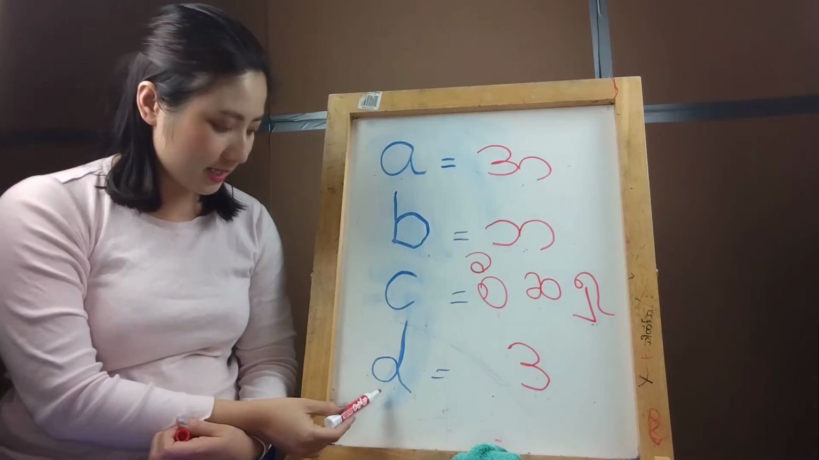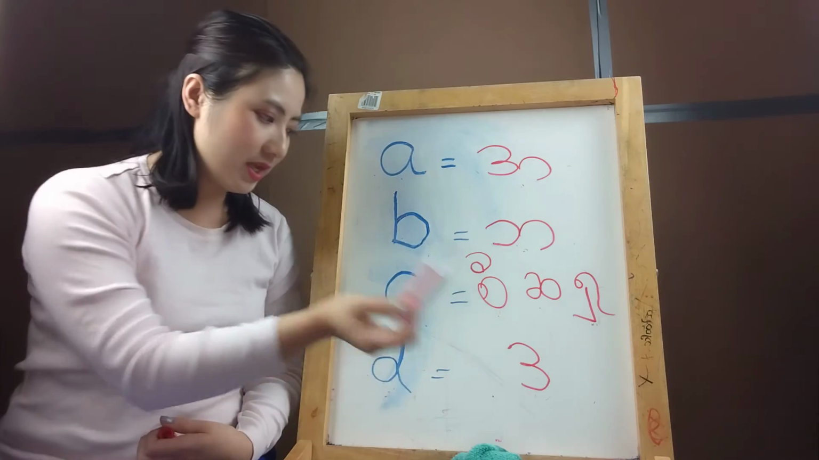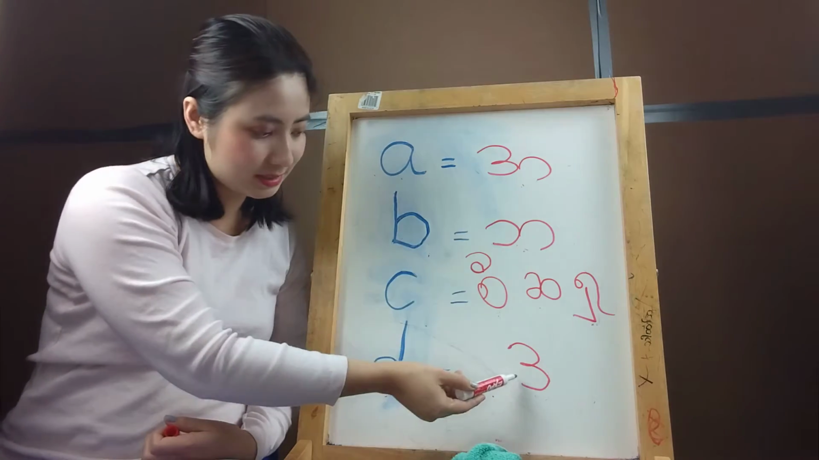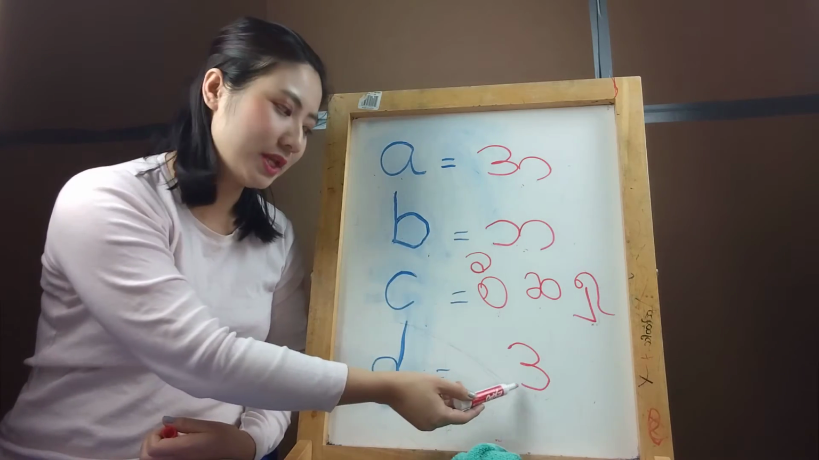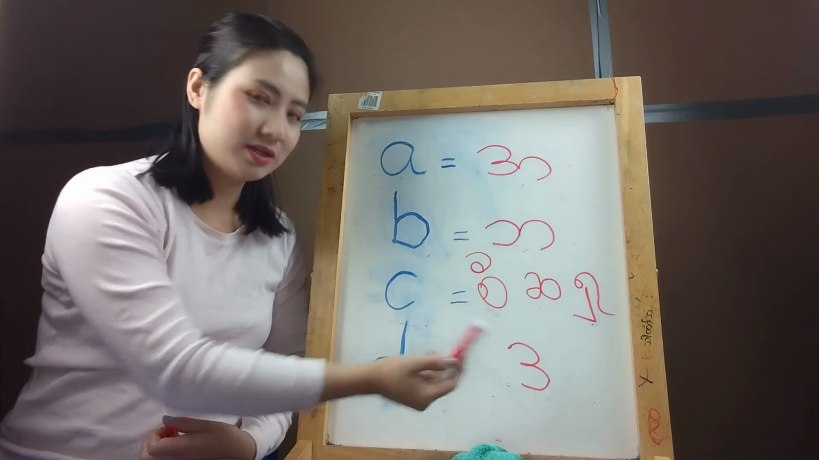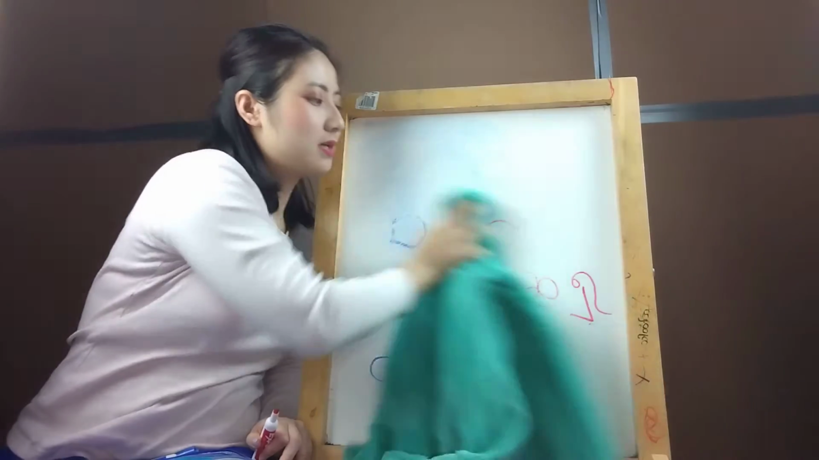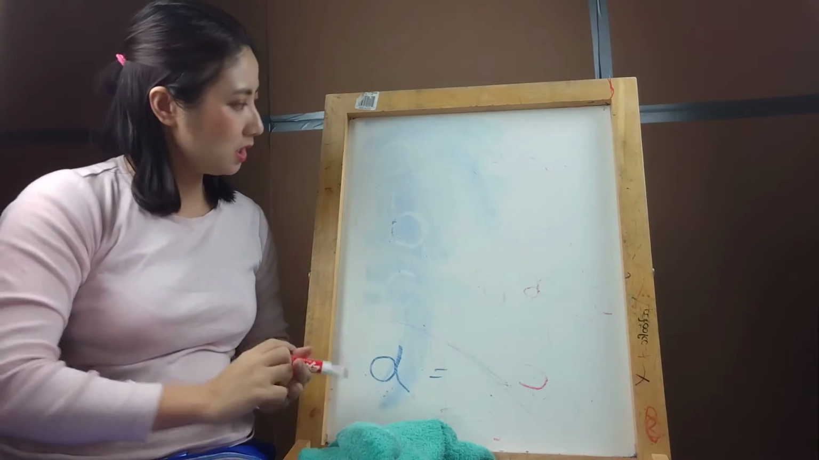Okay, and then the next one we have d. D makes the d sound, and then in Korean the d alphabet looks like the number 3. Number 3 in Korean makes the d sound.